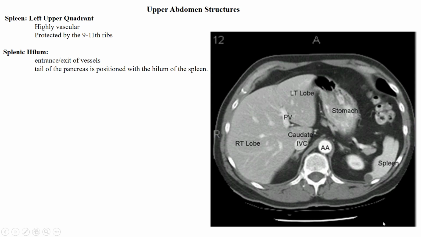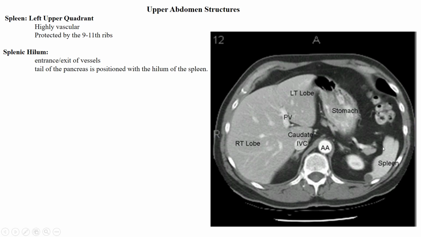The spleen sits in the left upper quadrant of the patient, and it is highly vascular. And the liver is also highly vascular, but what you might notice in scanning patients is that in the liver you can see bits of the vessels as they course through the liver, but in the spleen it looks fairly homogeneous. So that's a little bit of a difference in those two organs. This spleen image actually has a little cyst on it, so that's a slight abnormality.